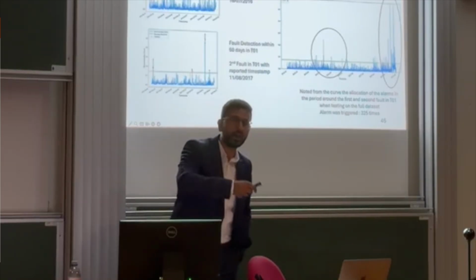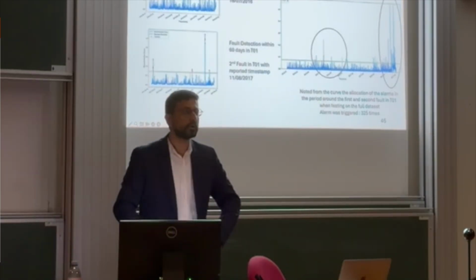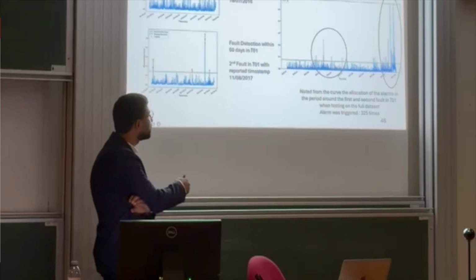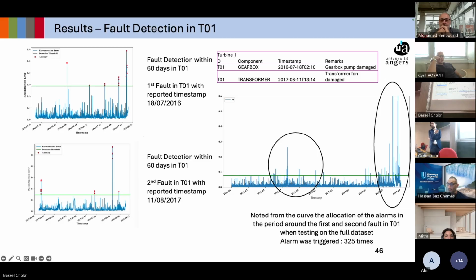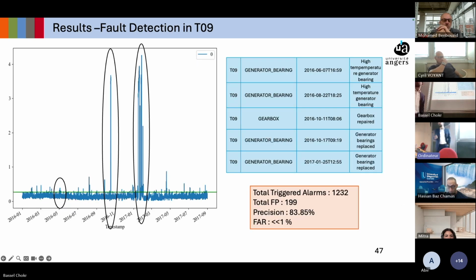Out of 80,000 data points, we get only 325 alarms, out of which, for sure, there are false positives. But in most cases we were detecting within the interval of the faults occurring. Then we tested this without training on other turbines. We only trained it on the normal operation mode of turbine 1, and then tested it on turbines 7, 9 and 11. Here in turbine 9 we have 5 faults, and we can see how we are detecting the faults in the time where they are occurring.